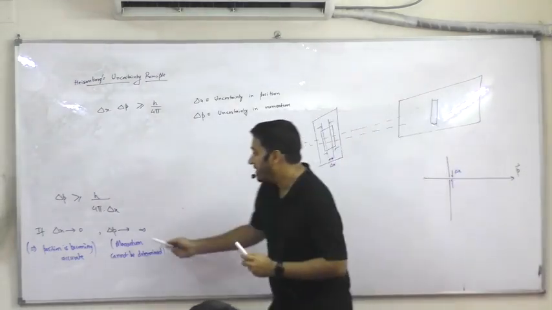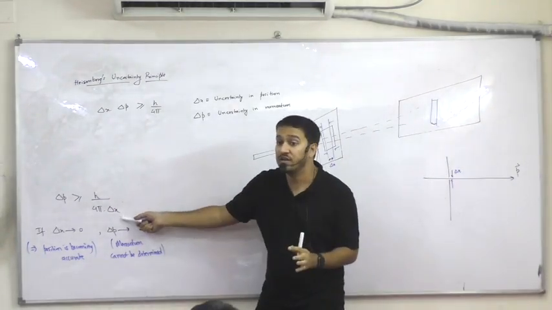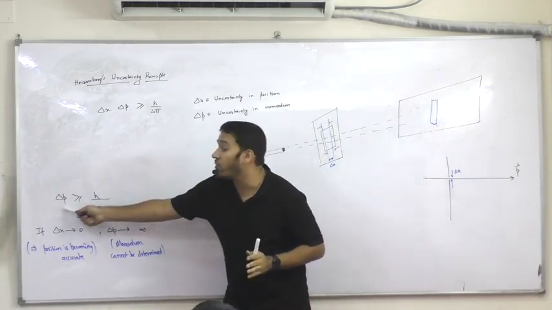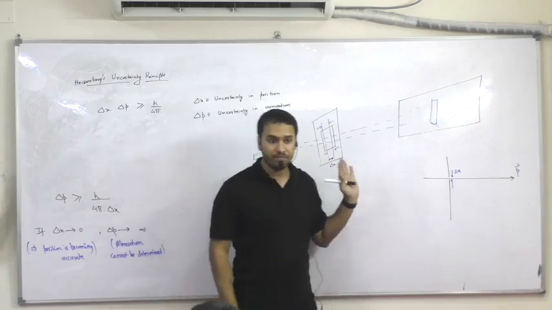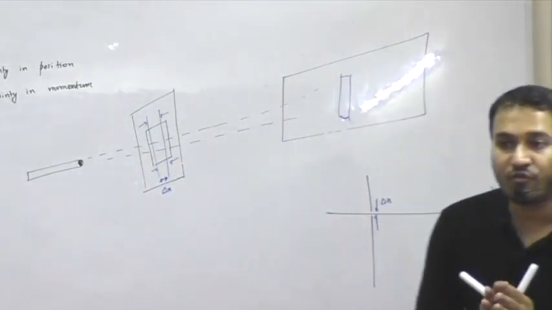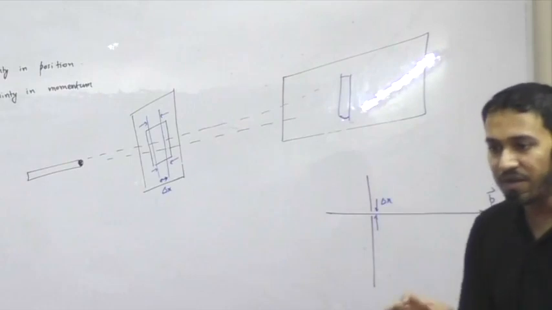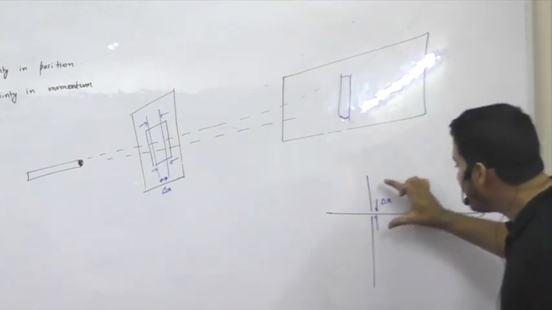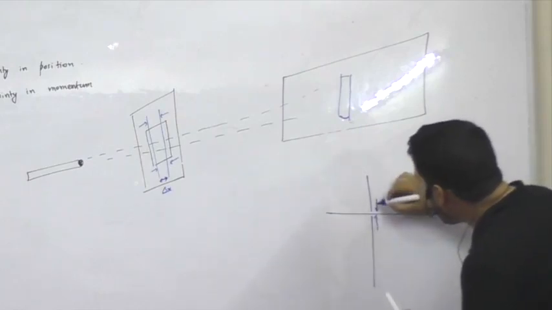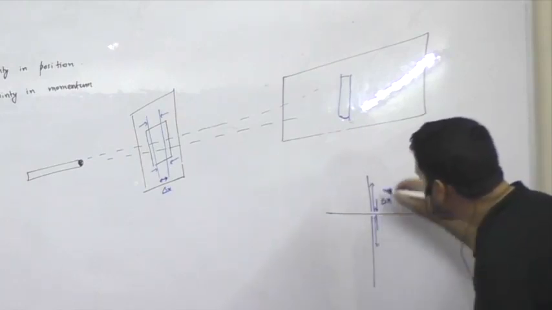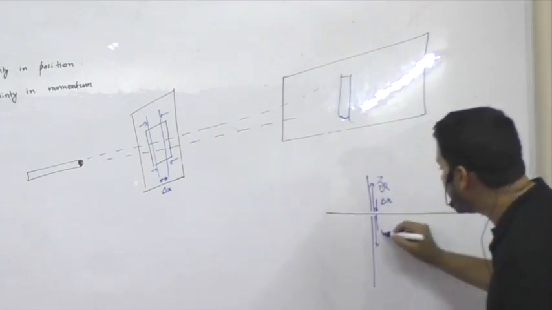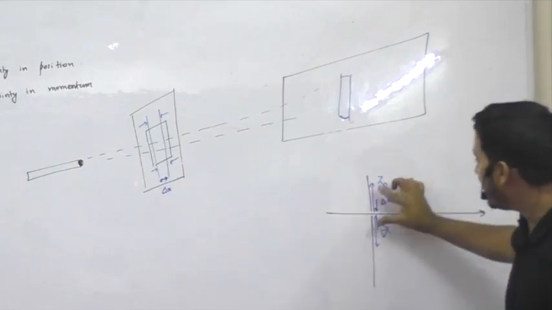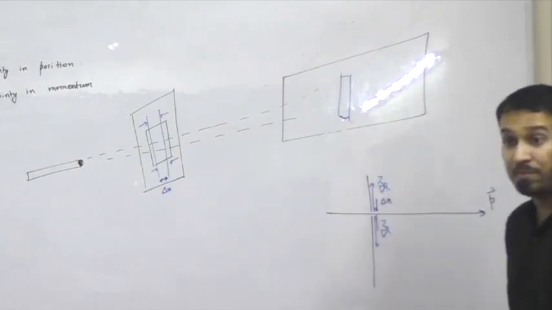Heisenberg is now saying, hold on, you know the position way too accurately. If delta x has become very small, what can you not know? Delta p. Some inaccuracy in the measurement of momentum is going to creep in. In what direction? In this direction, right? If delta x becomes very small, then delta p in this direction will start to become significant.